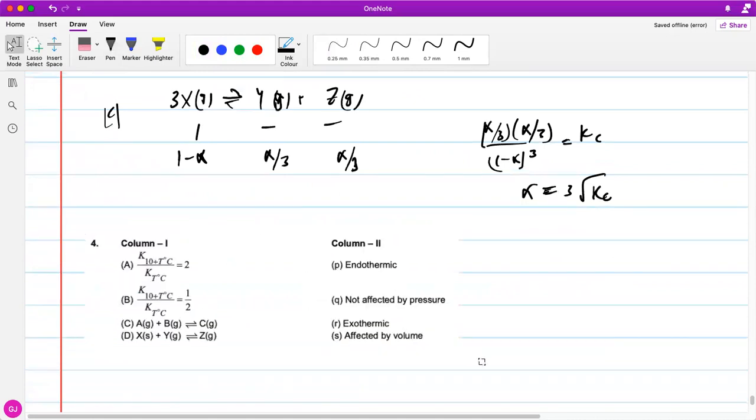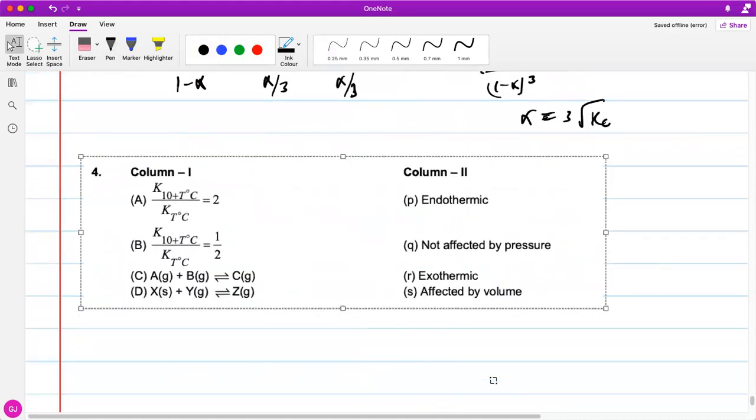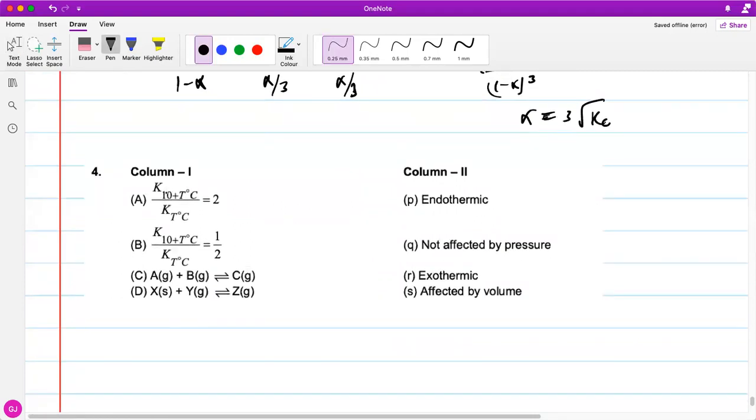Now looking at the next one over here, what it is reading is that increase in temperature in the A option, increase in temperature increases K, right? So that means it's an endothermic reaction. Here you can see that at higher temperature, K is a lower value. Increasing temperature decreases the K. That means it's an exothermic reaction, right?